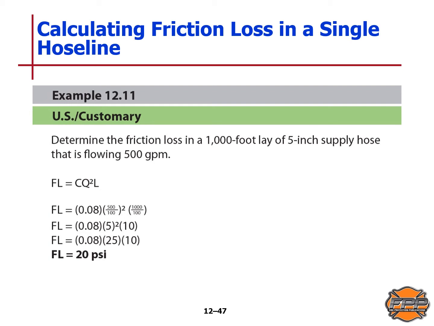One thing to remember is that Q equals gallons per minute divided by 100, and length equals length of hose divided by 100, which is why you see length of hose divided by 100 in this formula. That trick makes it a lot easier to manage on the fire ground.